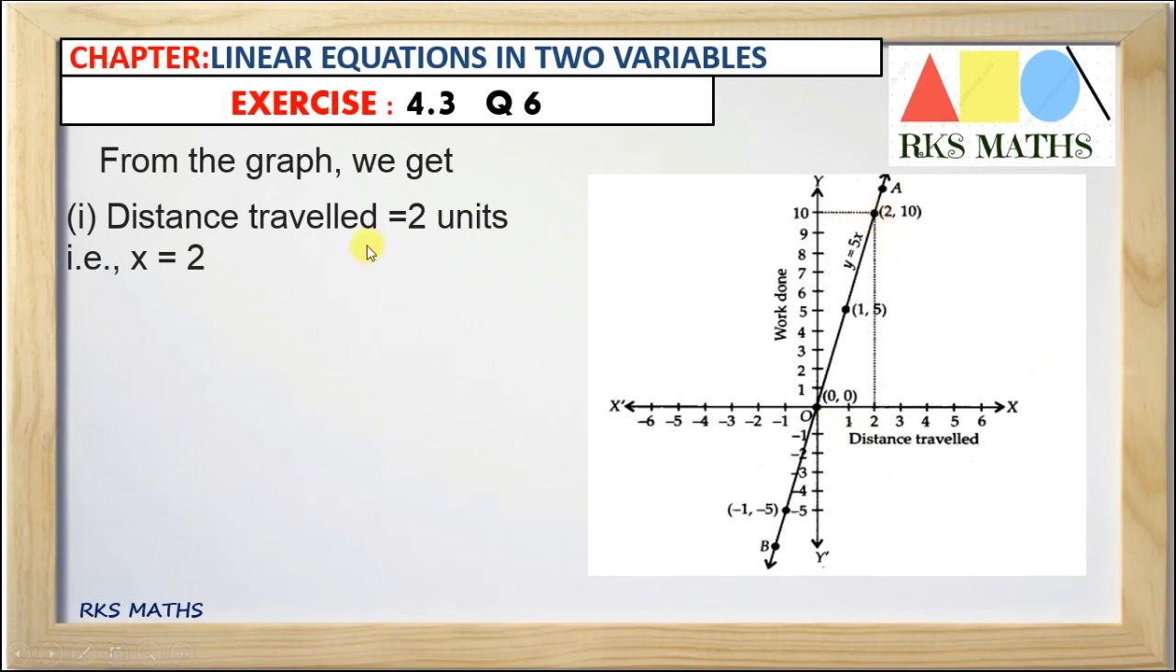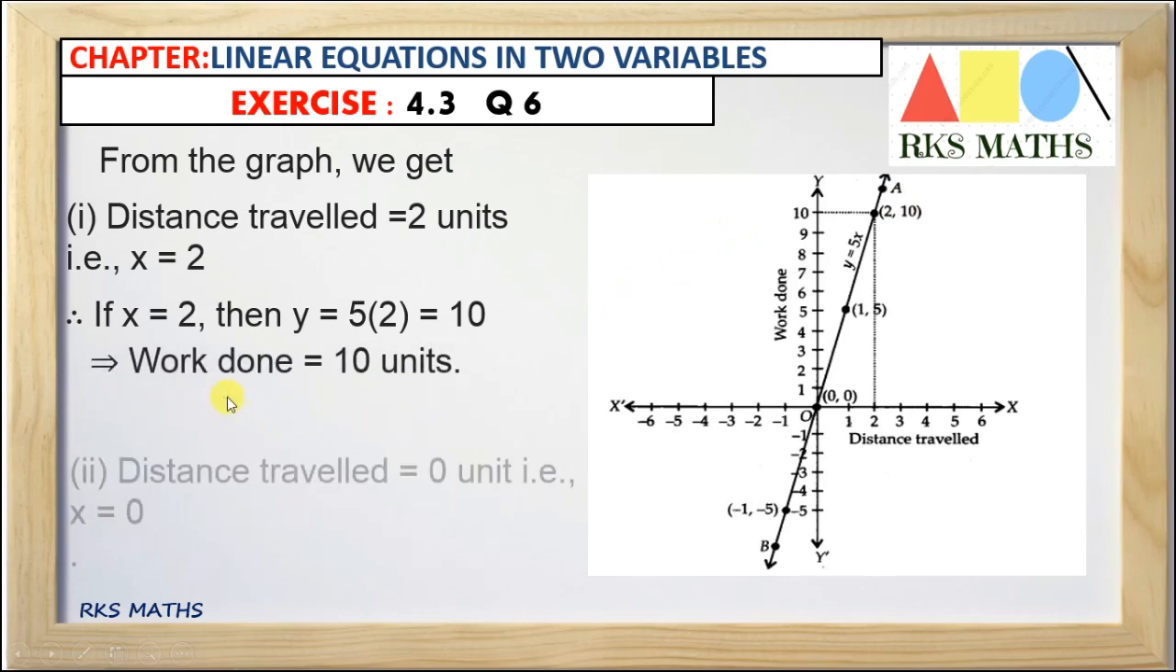So when the distance traveled is 2 units, then the work done will be equal to 10. Or you can directly see that if x is equal to 2 and y is equal to 5x, that is 5 into 2 is equal to 10. That also comes out to be 10. That means our interpretation from the graph is correct.